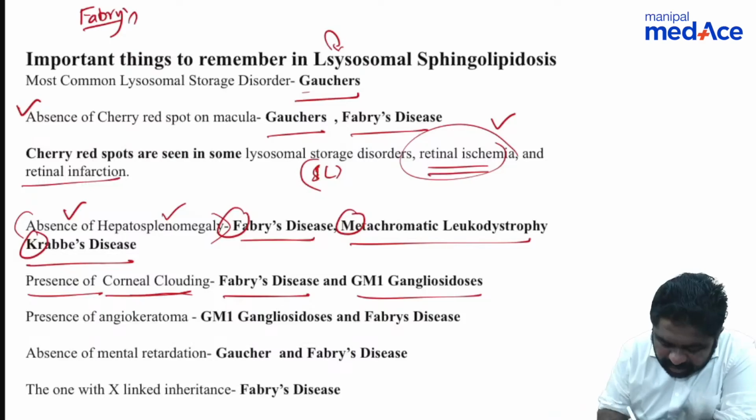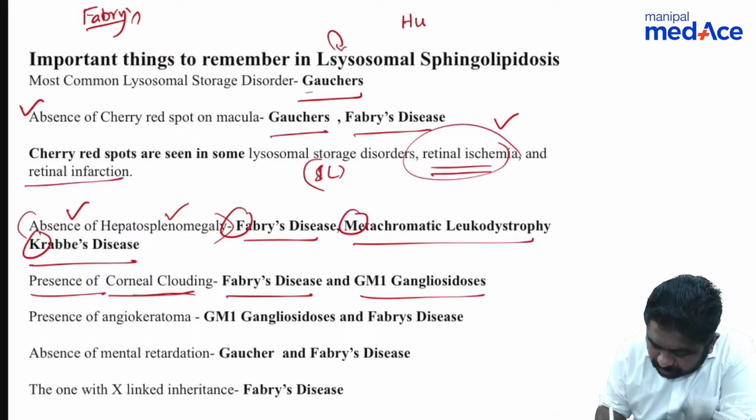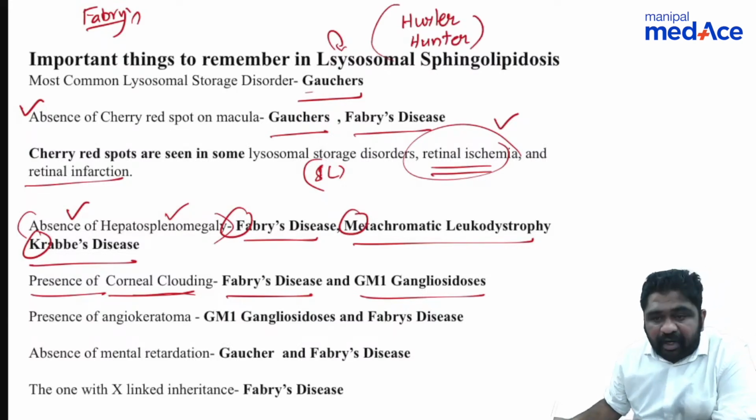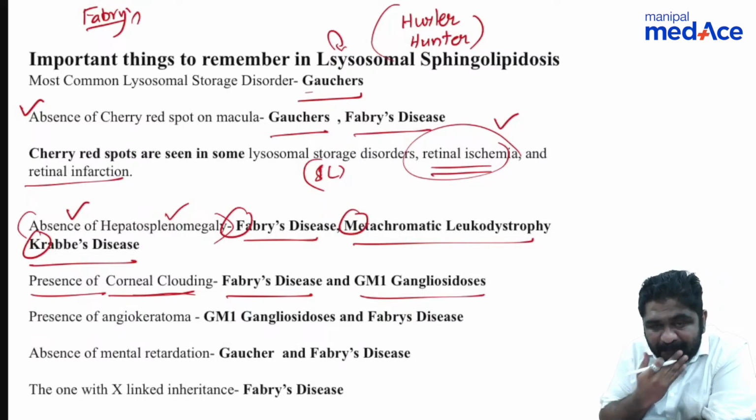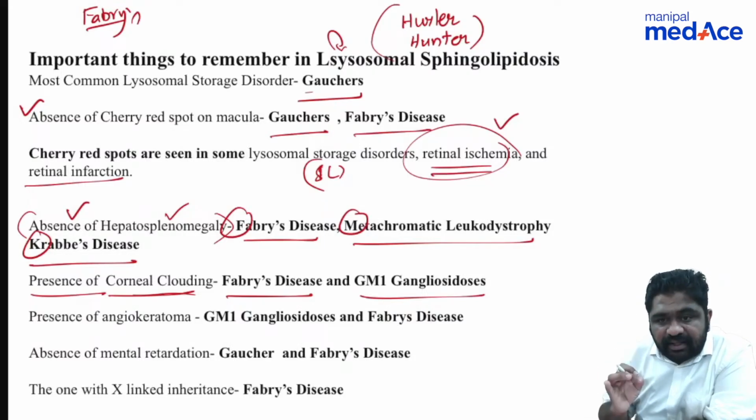Okay, now let me ask you a question. You have Hurler disease or Hurler syndrome and Hunter syndrome in carbohydrate metabolism. Among these two, which one will have no corneal clouding? Between Hurler syndrome and Hunter syndrome, which one will not have corneal clouding?